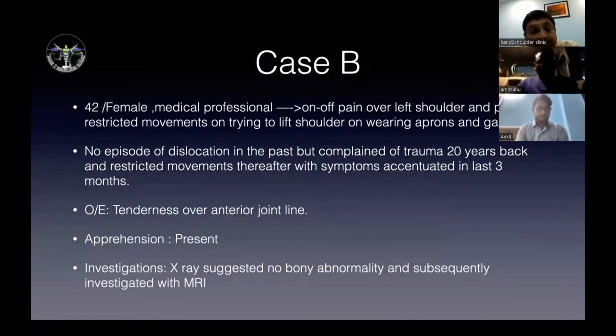Okay, sir. The second case is about a 42-year-old female medical professional by occupation, who complained of on and off pain over the left shoulder and painfully restricted movements over the left shoulder on trying to lift the shoulder while wearing aprons and garments. There has been no episode of dislocation in the past or any history of significant trauma, but she did complain of a trivial trauma 20 years back, and there have been restricted movements thereafter, with symptoms which accentuated in the last 3 months. On examination, she had tenderness over the anterior joint line where apprehension was positive. The X-ray, which was done subsequently, revealed no bony abnormality, and hence the patient was subjected to MRI thereafter to ascertain the diagnosis. Any other clinical signs you could elicit regarding instability?